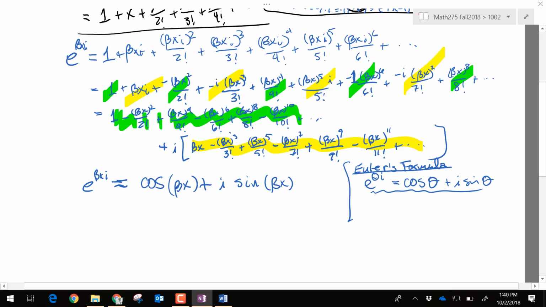If you put a specific value for theta, you can put 0 in here and see what happens. You could put values in here, but a special value is e to the pi i if you put pi in for theta. What's cosine of pi? -1. What's sine of pi?